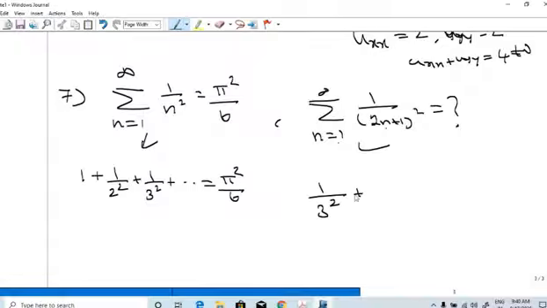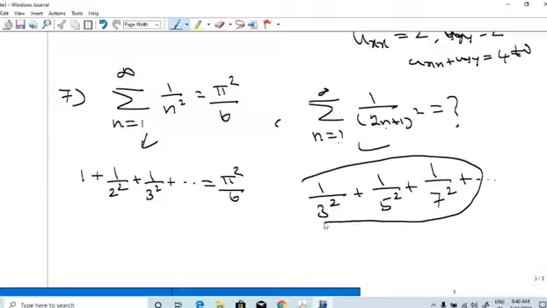And substitute n equal to 2, we get 5 square. And then substitute n equal to 3, we get 7 square. Therefore, we get only the square of the odd numbers. Okay. So this is the expansion of this summation.